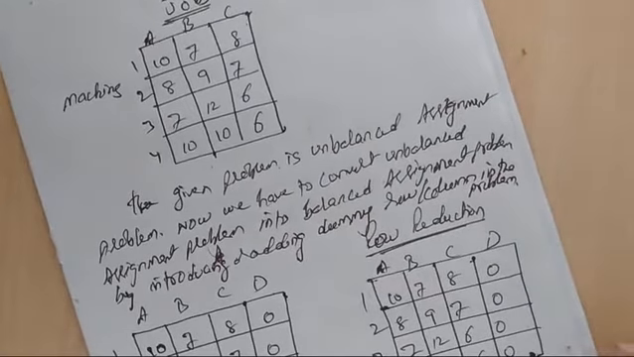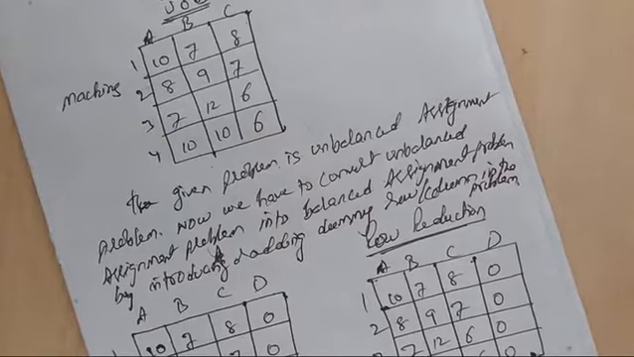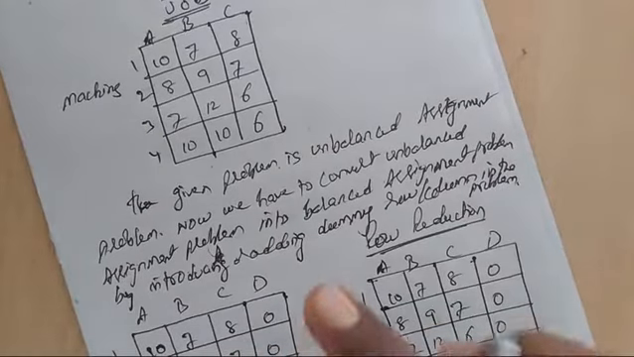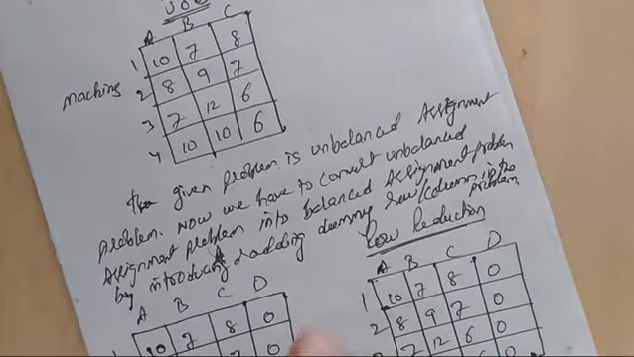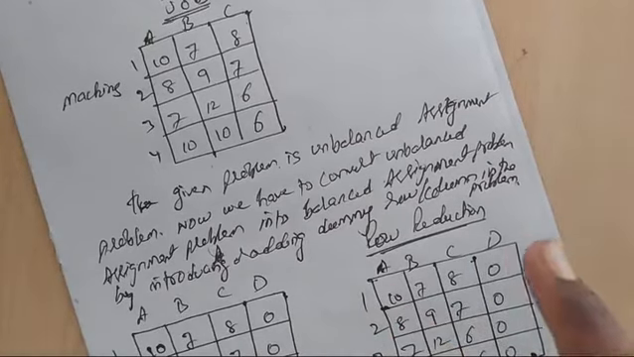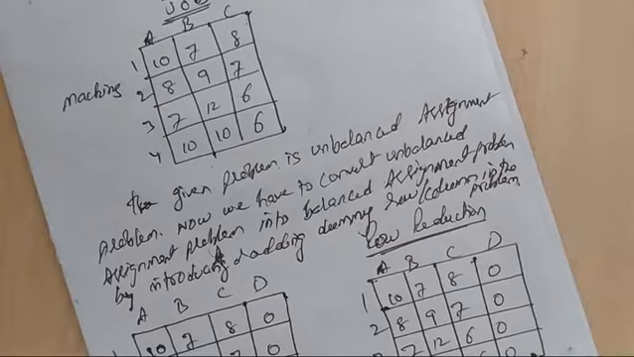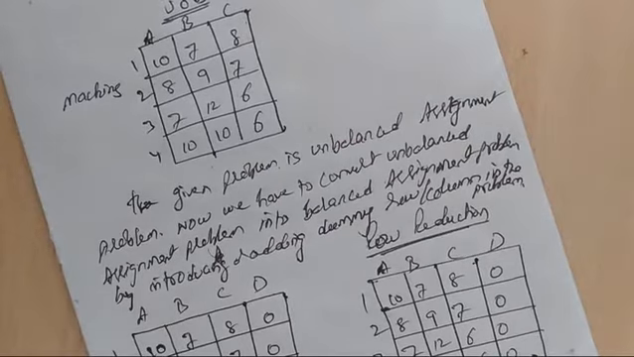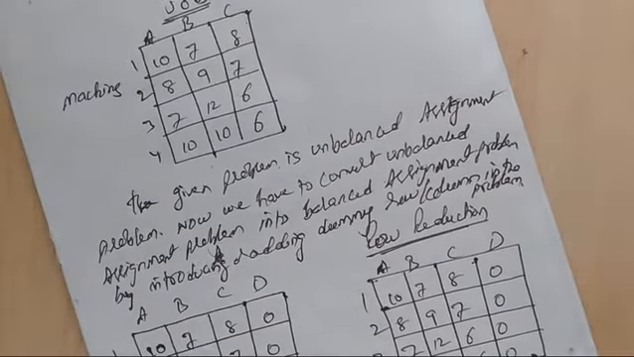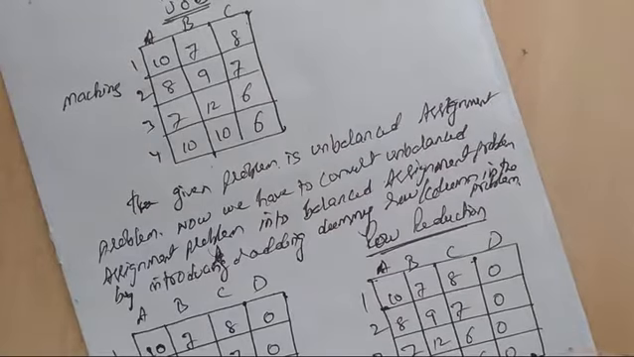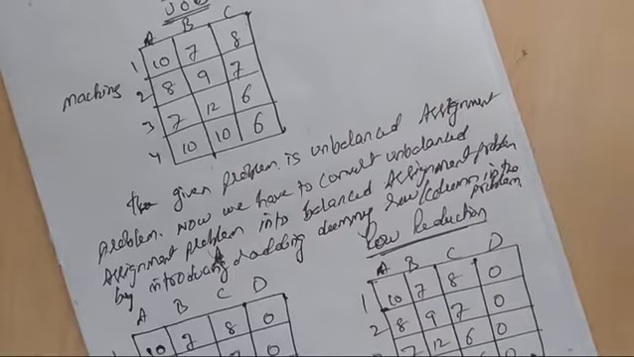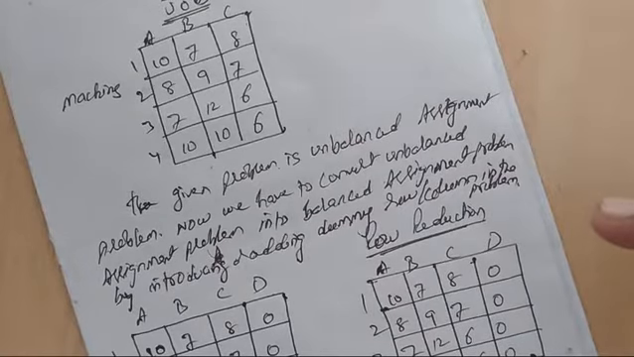So whenever a non-square matrix is given, we have to write this sentence: the given problem is an unbalanced assignment problem. Now we have to convert the unbalanced assignment problem into a balanced assignment problem by introducing or adding the dummy row or dummy column in the problem. Wherever the requirement is there for a dummy row or dummy column, we have to add the dummy column or dummy row in the given problem. So now in our problem, a dummy column is required.